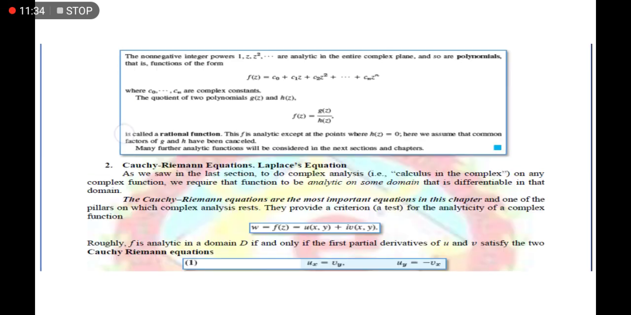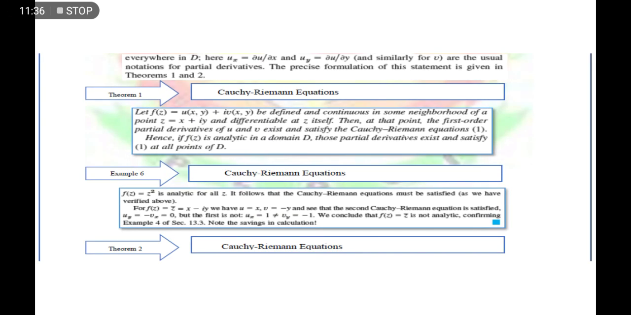Okay? So, may mga examples tayo rito and theorem. You may just have to read it.